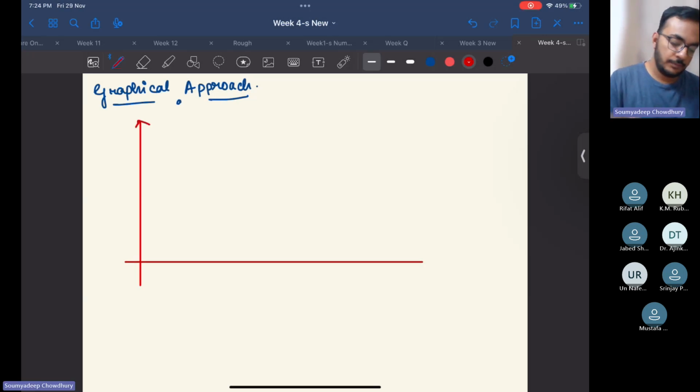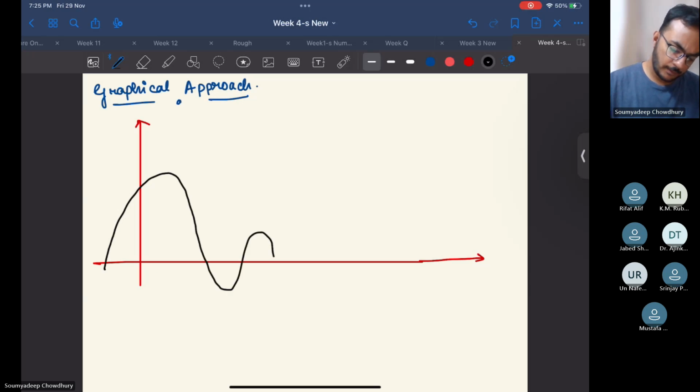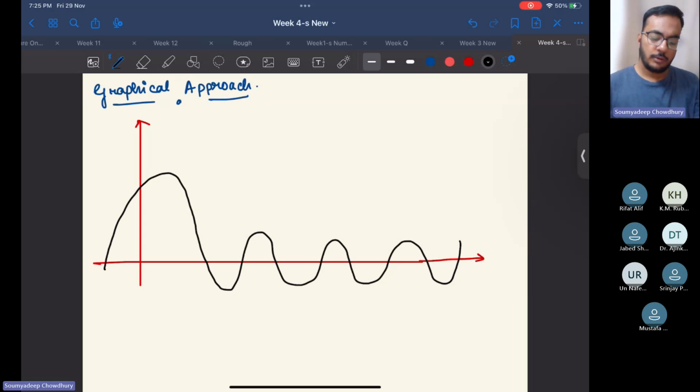So if this is the axis, suppose we have a plot like this. Can you tell me how to find out, using this graphical approach, from this graph at least, how many solutions there are for this equation?